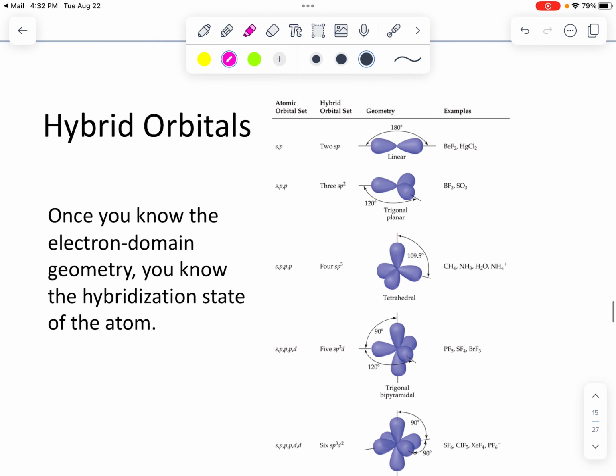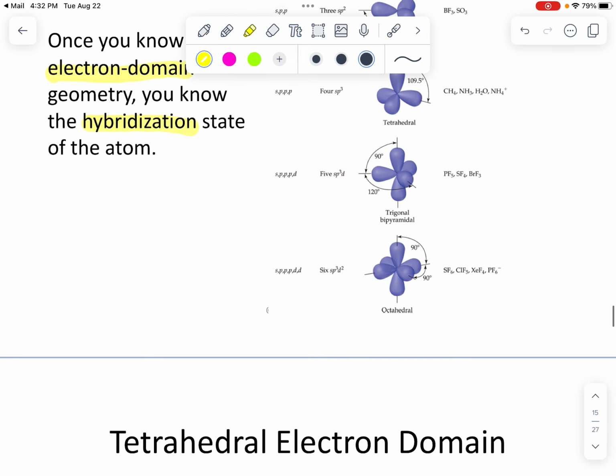Okay, so what do we want to do with all of that information ultimately? Well, now when we look at a Lewis structure, we want to be able to talk not only about the electron domain and molecular geometry, but also about the hybridization. The important thing to know is that it's electron domain geometry that goes with the hybridization. So in order to figure out the hybridization, you want to look at the electron domain geometry, not the molecular geometry.